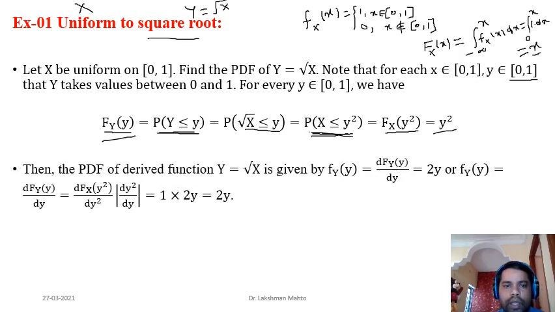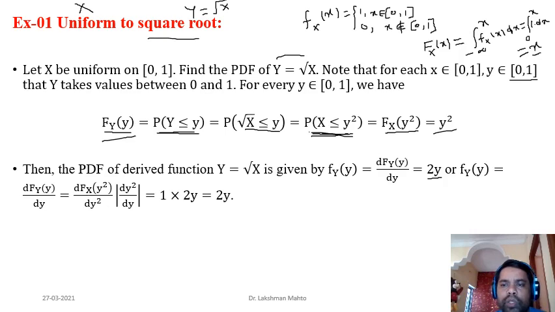So I have taken two approaches. One approach is to just find the CDF of the derived random variable, differentiate it and get the corresponding PDF. So just differentiate the CDF of y. What is the differentiation of y square? It is 2y. So 2y is the PDF of this derived random variable. It is one approach. Another approach is what? Another approach we call the Jacobian approach.